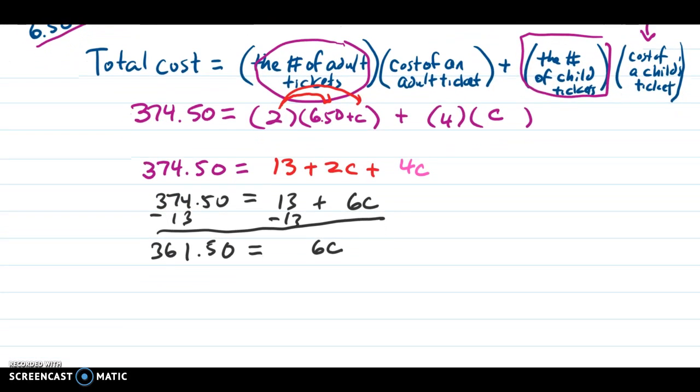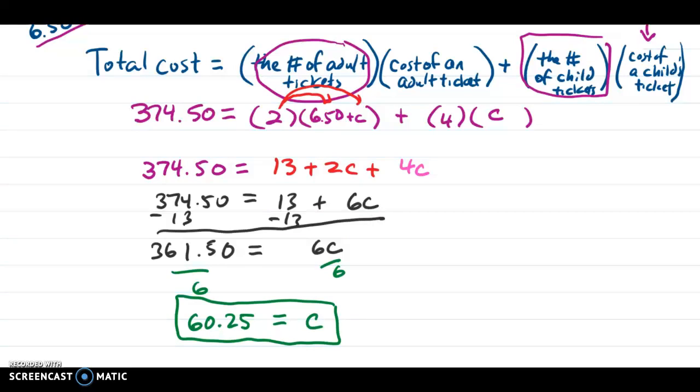And then last step to solve for C is we'll divide both sides by 6. So we get C is equal to, after you divide that, $60.25. Now what we just found is the price of a child's ticket. Now we need to find out what the price of an adult's ticket is, which I'm going to call A for adults. Well, that's going to be, according to the problem, $6.50 more than a child's ticket. So we'll go ahead and add that back on, and we get that the adult's ticket is going to be $66.75.